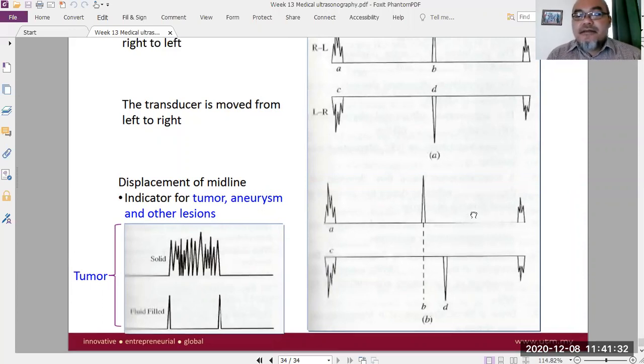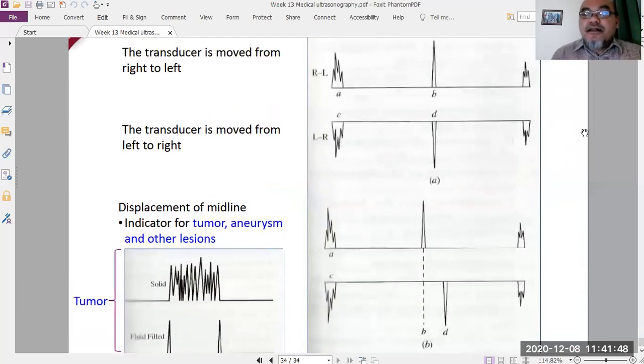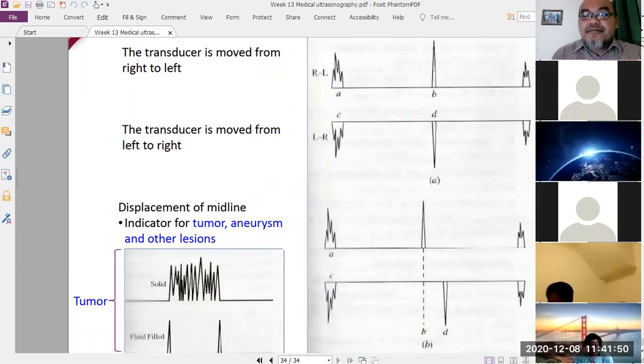Yeah, so this is the end of this ultrasonography technique, from the principle, the transducer, and how it is being used as an instrumentation for medical purposes. Are there any questions from the students so far? Sir? Yes?